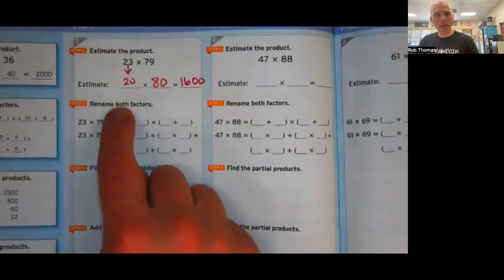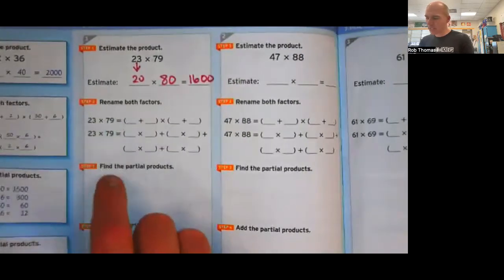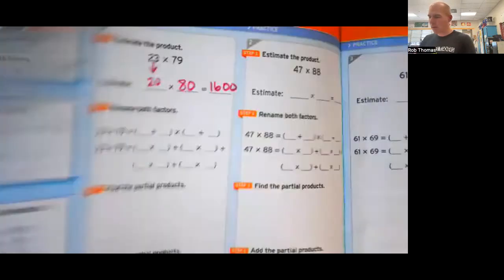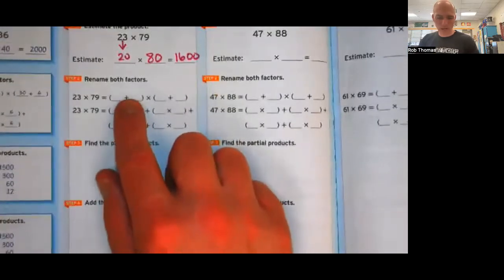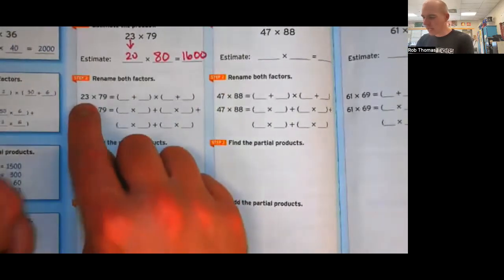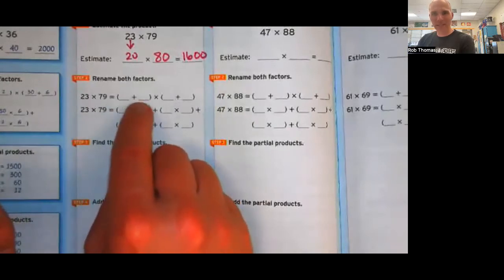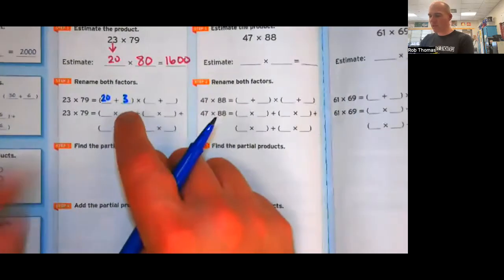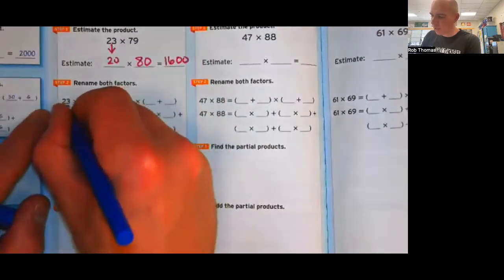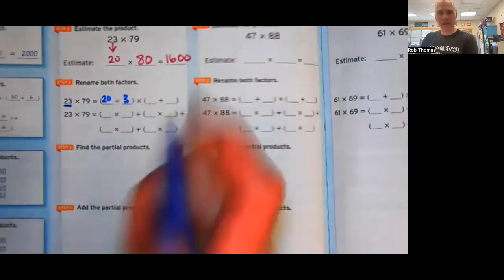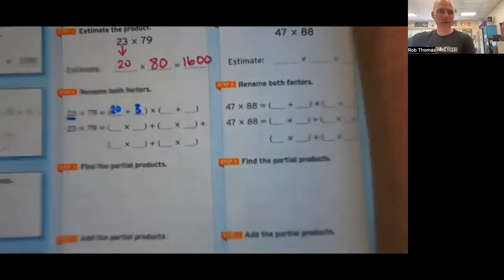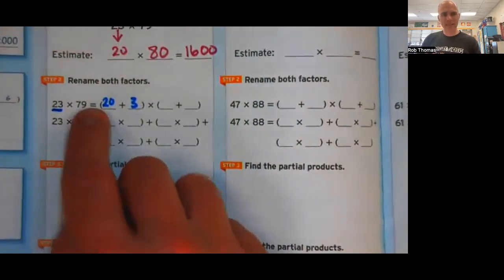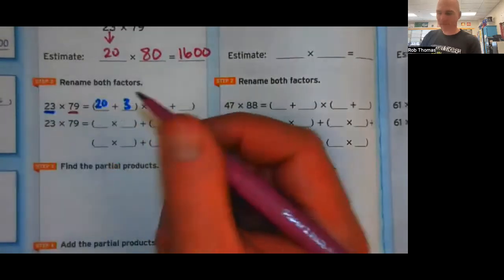So first it says rename both the factors. What we're doing here is the same splitting that we did on page 90, but they're just giving us a different way to write it. So 23, I'm going to write in these first lines here as 20 plus 3. Okay, so I'm going to underline the 23 in blue because I'm doing the first part in blue. Let me see if we can get this a little bit bigger. Okay, and then 79, I'm going to split into 70 and 9, and I'll use the purple color for that.